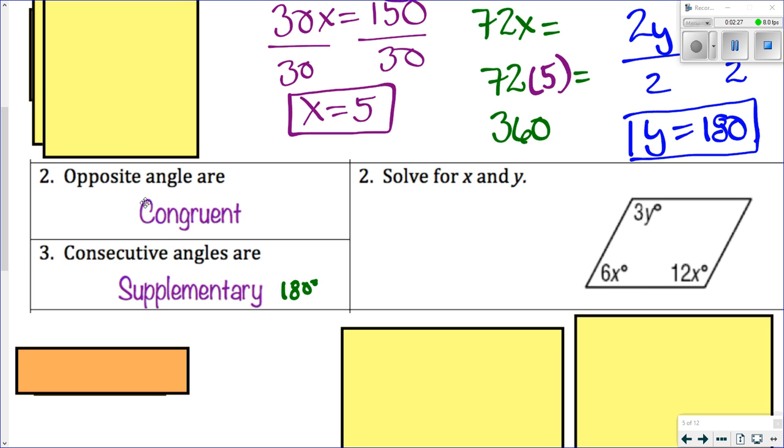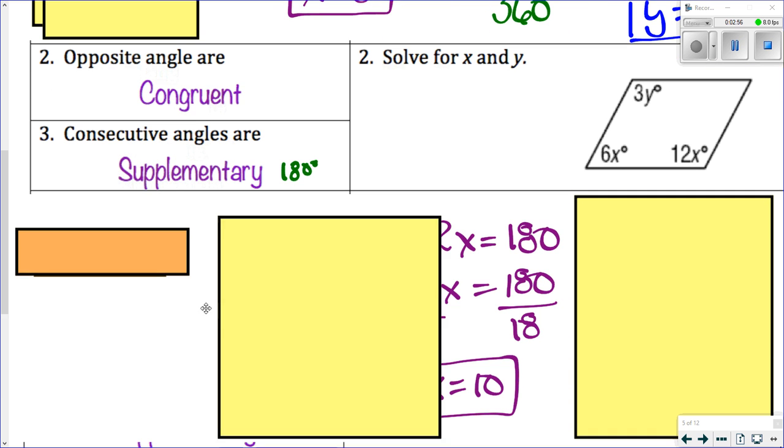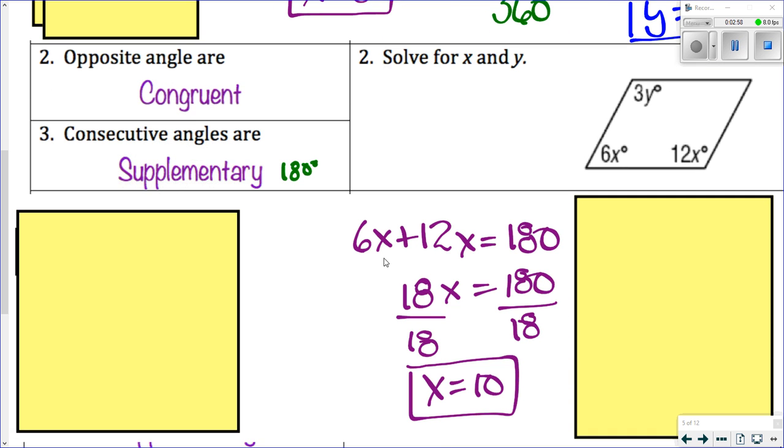So based on the opposite sides, we know that it's congruent. And we know that consecutive angles are supplementary. That means you have to take the 2 angles and add up to 180. So seeing how this one is 3y and the other one is 12x, we can't solve. We can set it equal to each other, but then we are left with 2 unknown variables. So let's go for these consecutive angles, 6x and 12x. We knew that if we add them together, it has to equal 180. So 6x plus 12x equals 180. Combine and then solve, we get x to be 10.